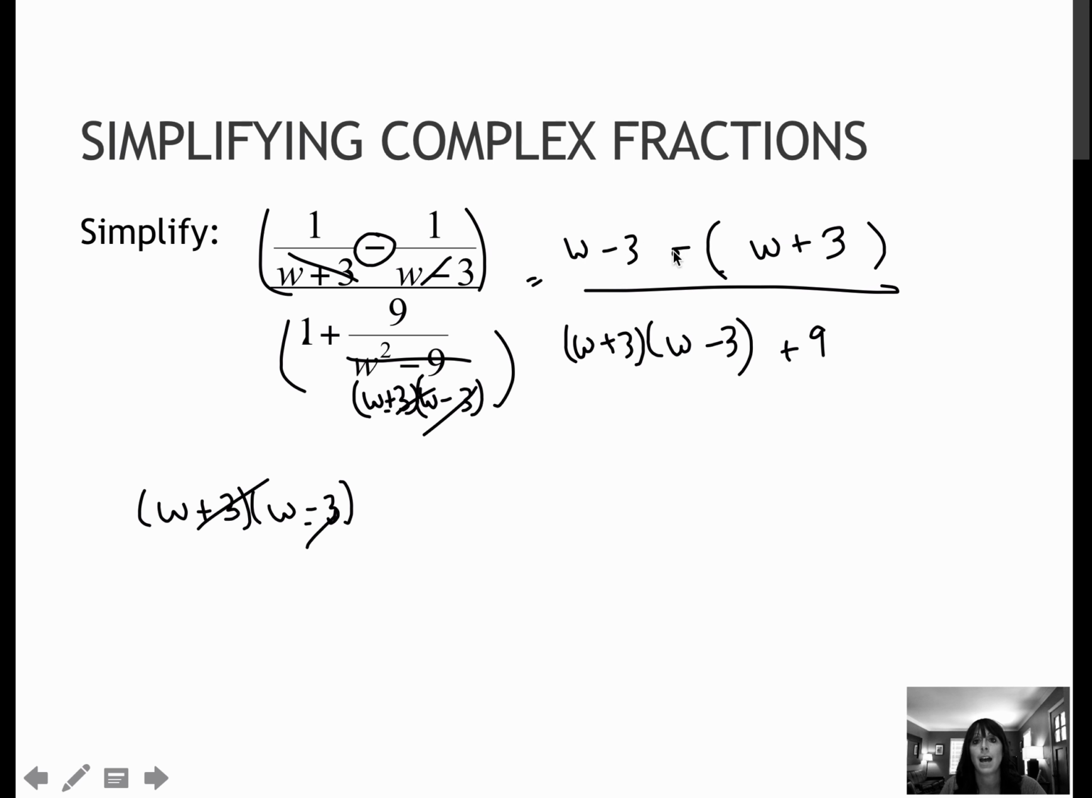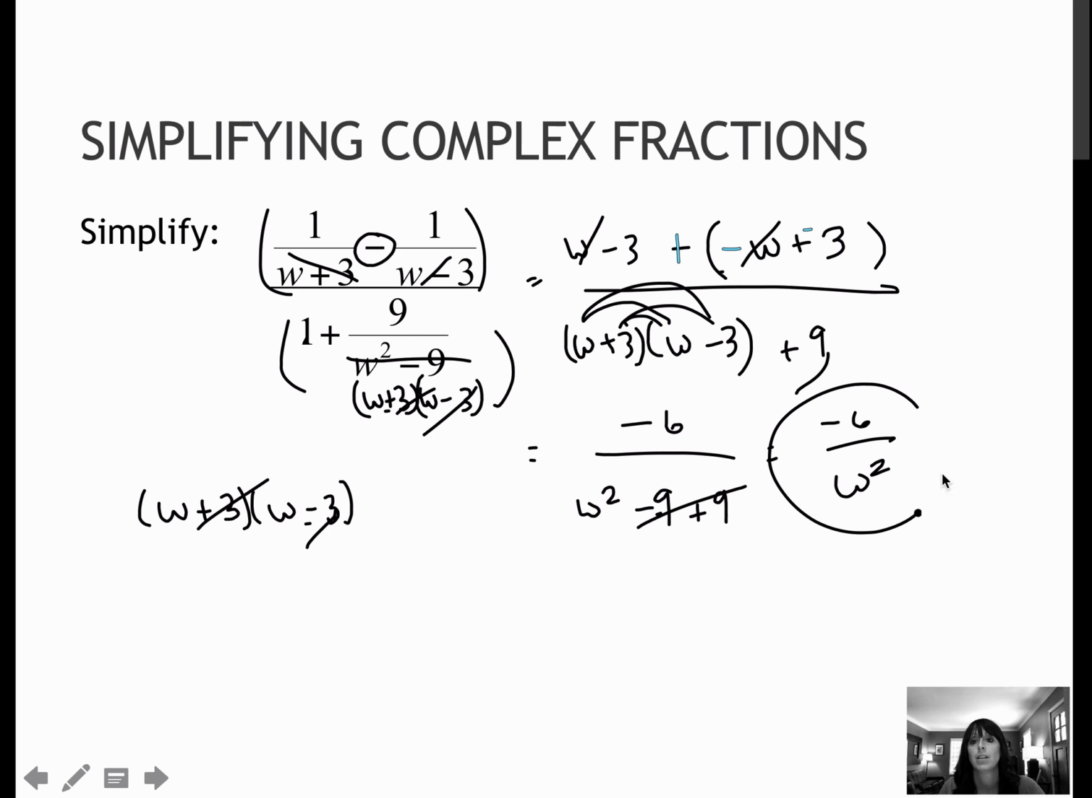On the top, I have a minus on the outside of parentheses, so I'm going to go ahead and distribute that. That gives me w plus negative w, which of course cancels, and then minus 3 plus minus 3, which is of course negative 6. That's my numerator. My denominator, I'm going to have to distribute. I would get w squared minus 3w plus 3w, those go away, and then I have minus 9, and then of course I still have my plus 9. Well, minus 9 plus 9 cancels out, so I have negative 6 over w squared, and that's my answer.